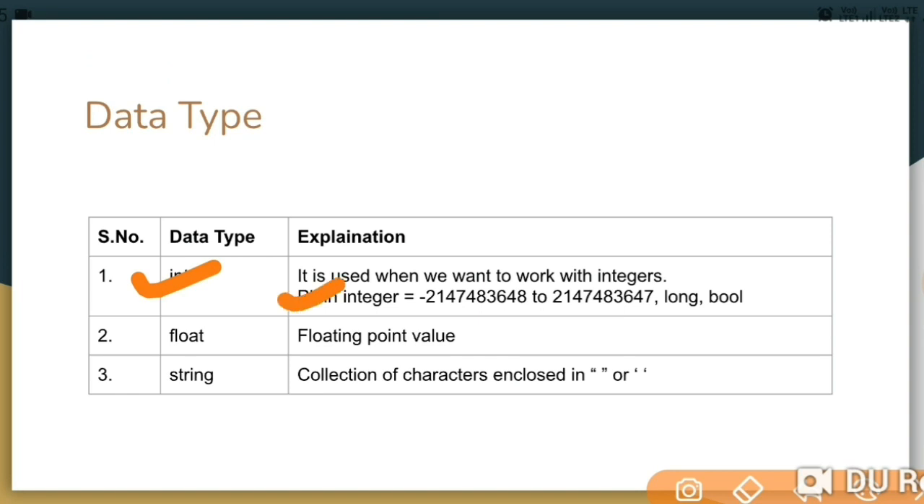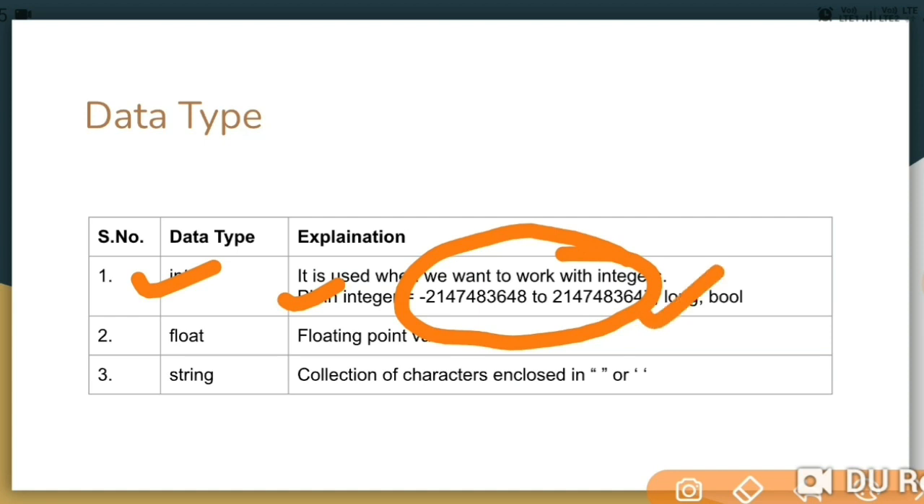The first one is plain integer. Minus 2147483648 to 2147483647. This range is known as plain integer, and beyond this range is known as long integer. And if you are using True or False or 0 or 1, you can use a bool. So bool is another type of data type, but we have included it in integer because it can use 0 and 1. So 0 and 1 we can say is an integer, but we cannot use a negative sign with any boolean data type.